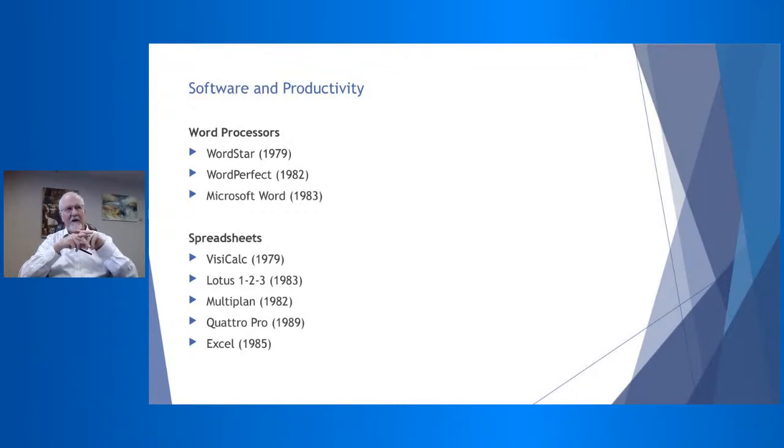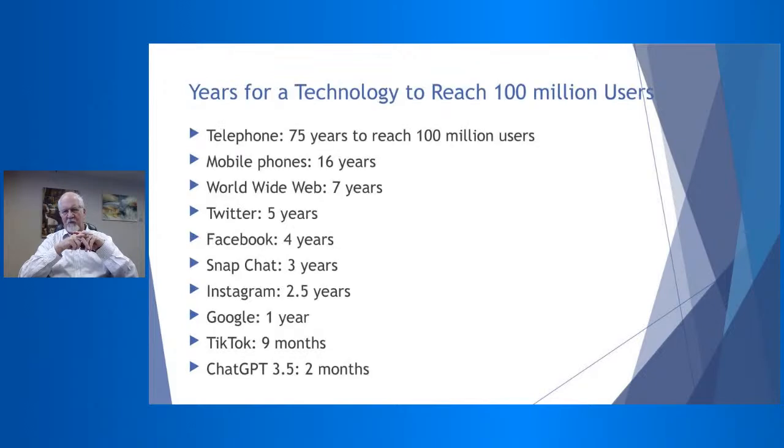Here is something that is really important, because when you measure technology, you measure that in 100 million user increments. How long does it take for 100 million users to embrace a technology? So as you can see, it's kind of glanced down through this. It took 75 years for the telephone to reach 100 million users. Then that was cut by a significant factor with mobile phones at 16, World Wide Web at 7.